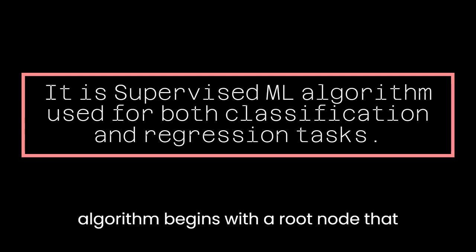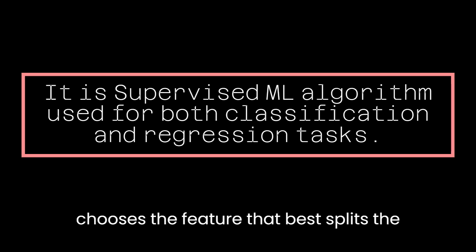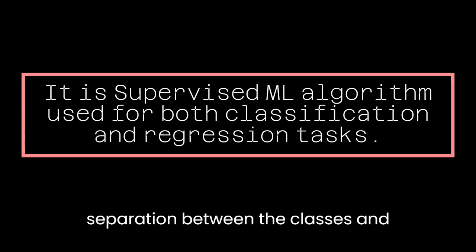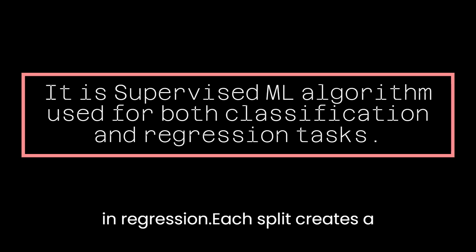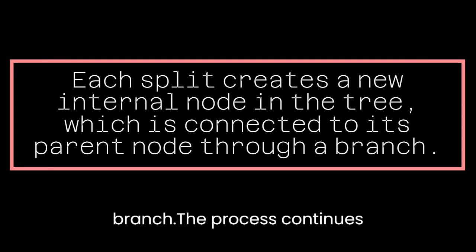The algorithm begins with a root node that represents the entire dataset and chooses the feature that best splits the data into subsets, which maximizes the separation between the classes in classification or reduces the variance in regression. Each split creates a new internal node in the tree, which is connected to its parent node through a branch.